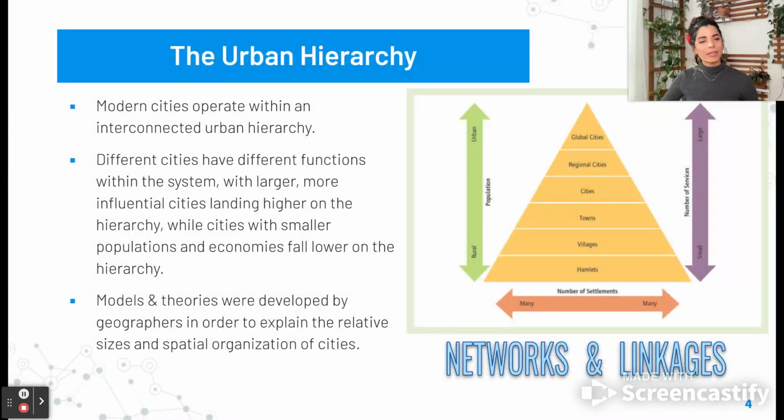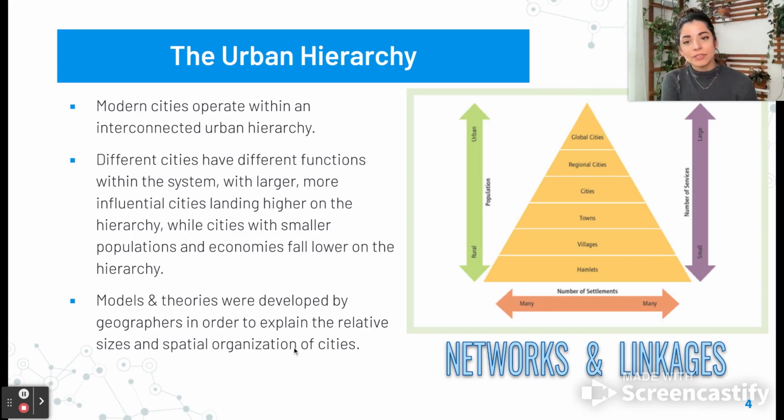So for urban hierarchy, we have this lovely graph here. The previous objective, we looked at world cities, also called global cities. Those are always ranked here at the top. In terms of population, those are the most urban. And then down here at the hamlet level, we have rural areas. And in terms of size, we have large and then small. And for the number of settlements, we have far more hamlets than global cities, right?